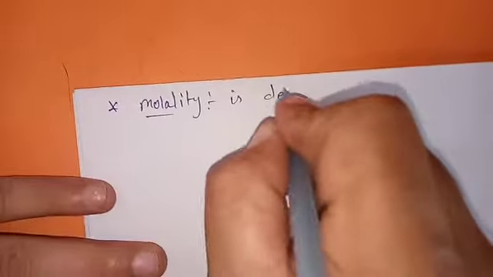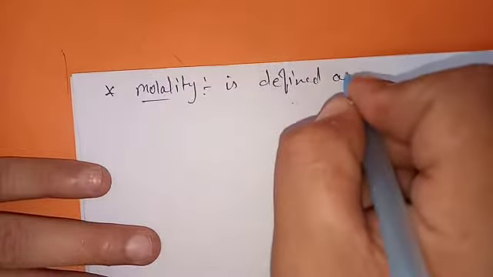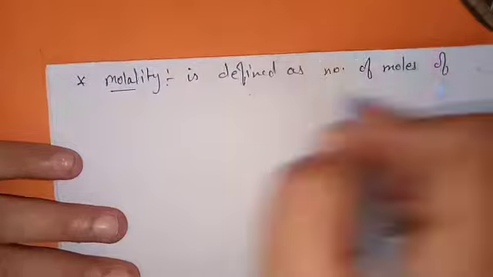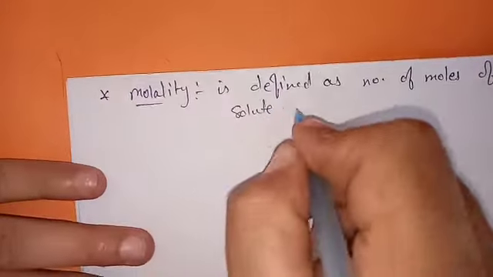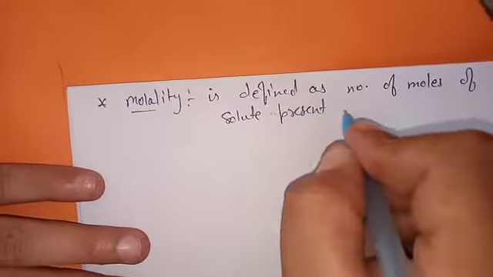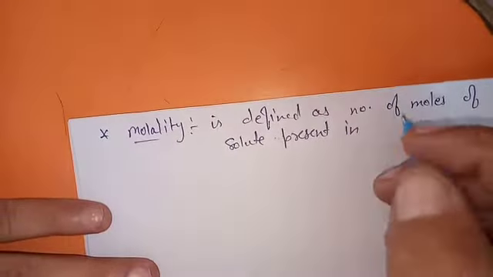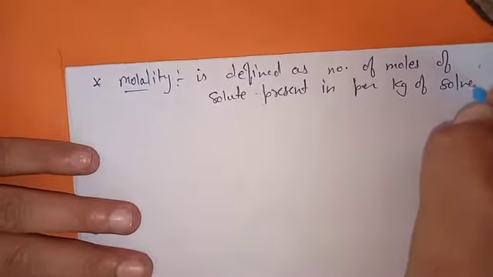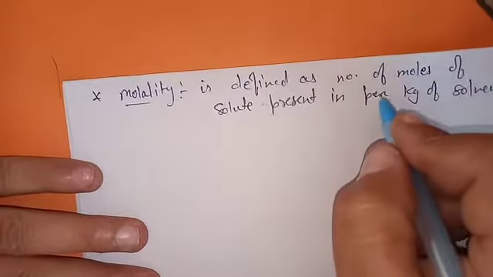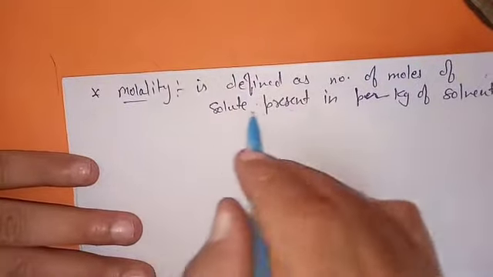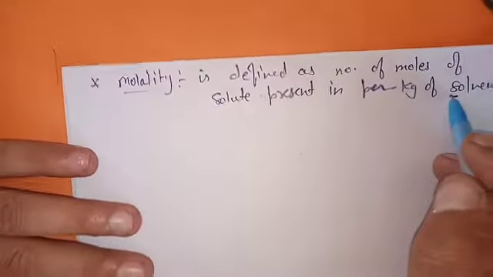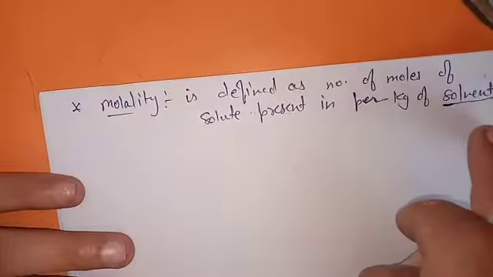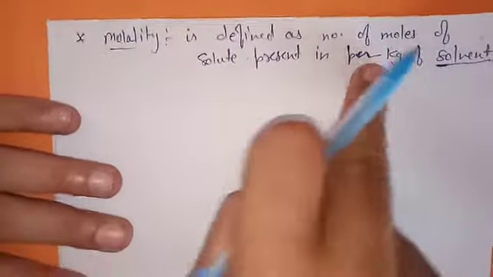First I go for the definition. Molality is defined as the number of moles of solute present per kilogram of solvent. You have to pay attention here. Mass is taken first, and it is taken of what? Solvent, not in the case of solution. In molarity we used solution and volume form.